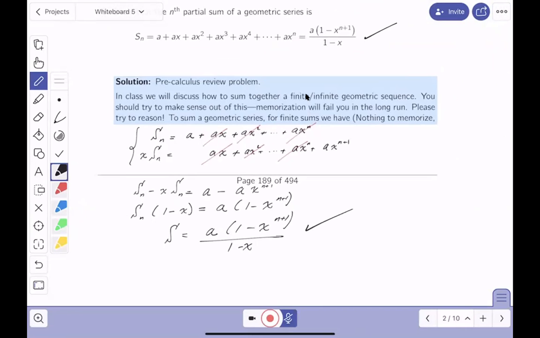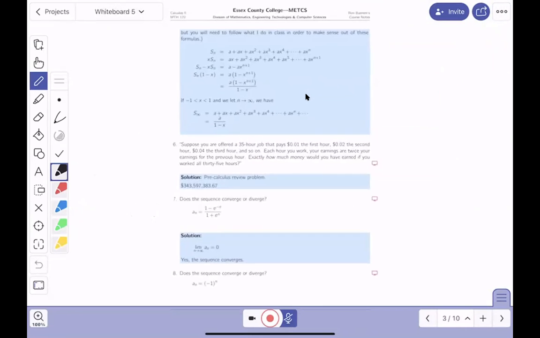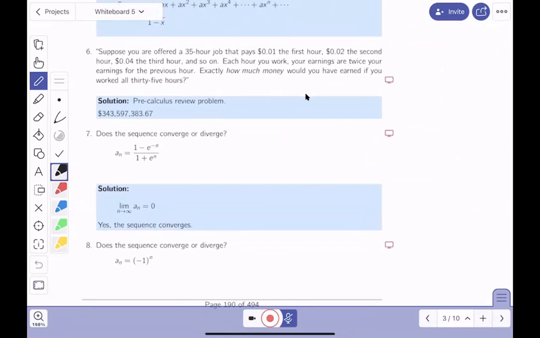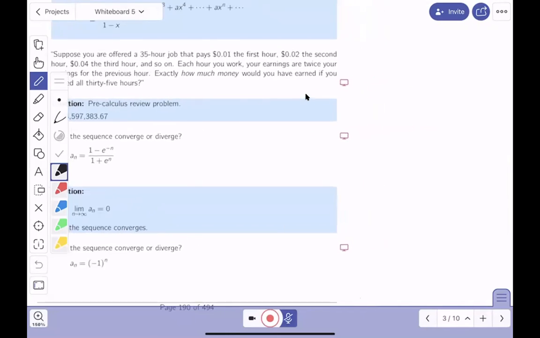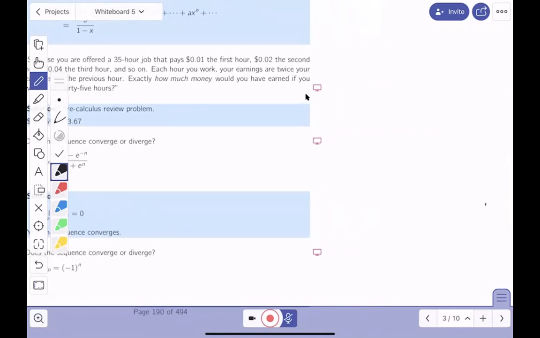All right, I'm going to next page. And a little work over there. Oh boy, this is a tough one. It says, suppose you're offered a 35-hour job that pays a penny in the first hour. All right, I got to write this down. So I'm going to say the very first hour, I'll call it A1. They gave me a penny. I'm just going to write down a penny like that. I'm not going to write down 0.01 because it's too tough for me to do. I deal with pennies anyway.